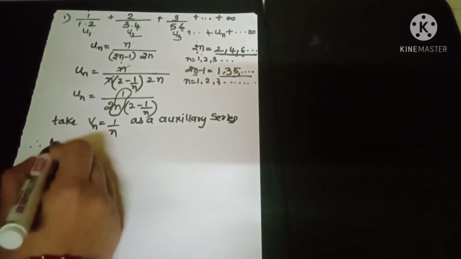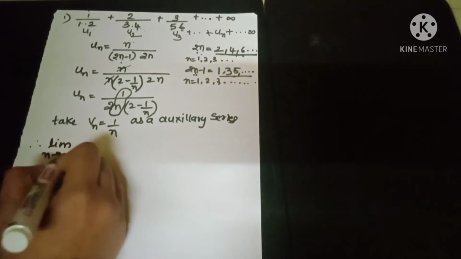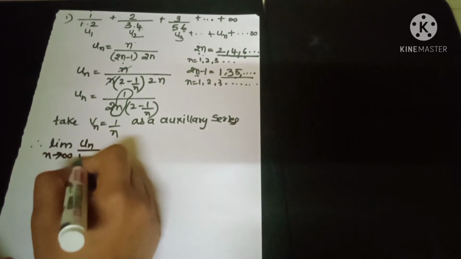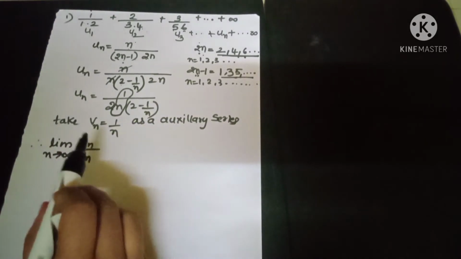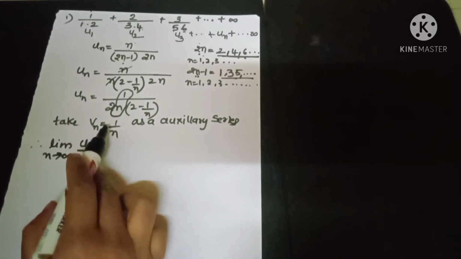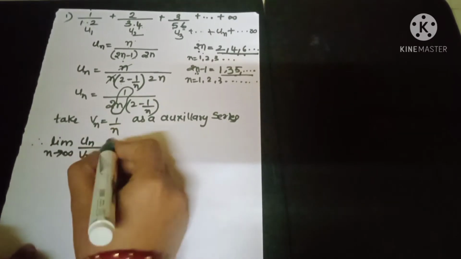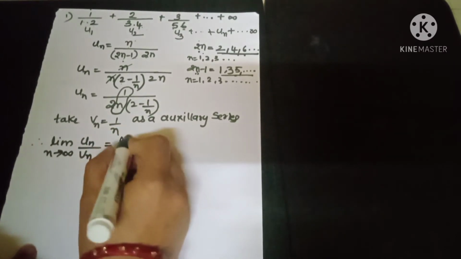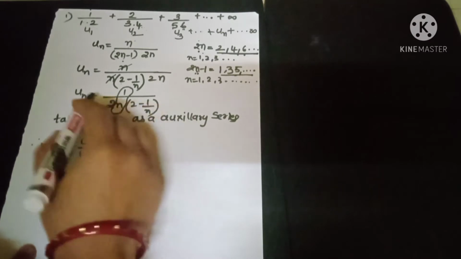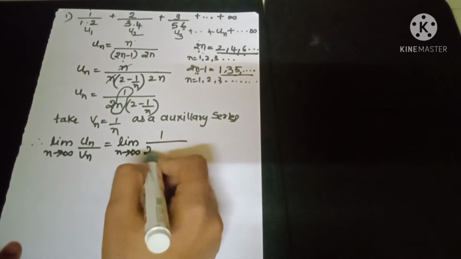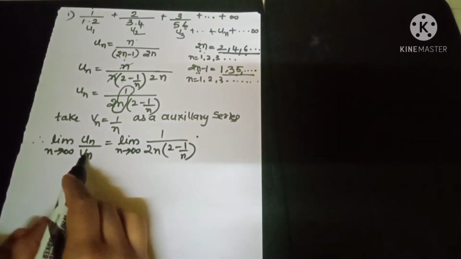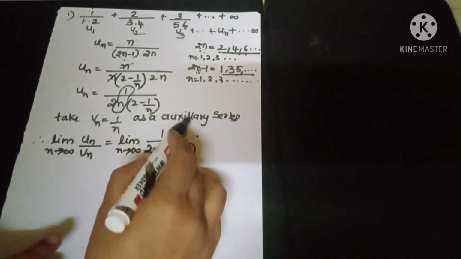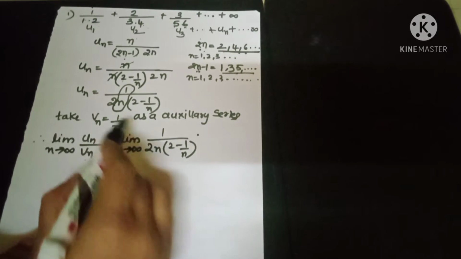Then what happens to the limit? Let us see what happens to the limit of un by Vn. We need this limit to be not equal to 0 and a finite number. So we have selected Vn to be 1 by n. Limit n tends to infinity, un is 1 by 2n, 2 minus 1 by n, and what we have selected as the auxiliary series Vn is 1 by n.